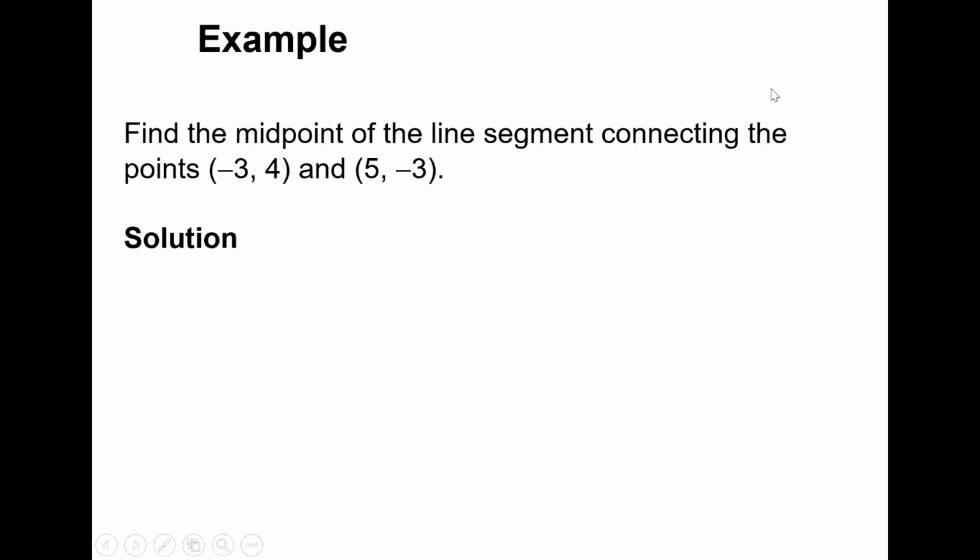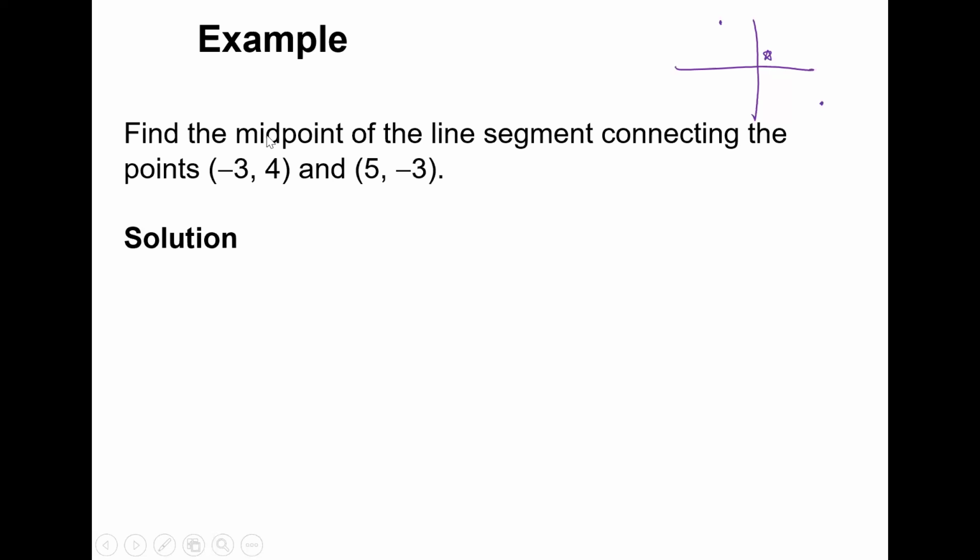Okay. So find the midpoint of the line segment connecting negative 3, 4 and 5, negative 3. Okay, well, where's negative 3, 4 and 5, negative 3? Well, negative 3, 4 might be here, and 5, negative 3 is here. And we want to find out what's the midpoint, which who knows? Maybe that's where the midpoint is. It's probably not, but that's somewhere in it.